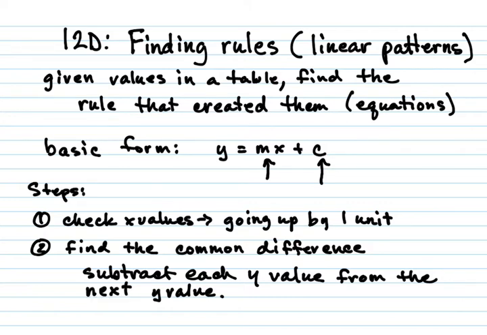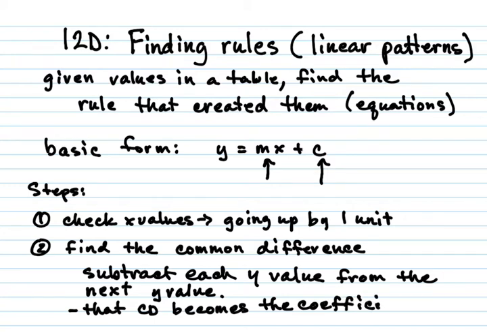Okay. And that common difference becomes the coefficient of x, which we called m in the formula. Coefficient is just a multiplier, so it just goes in front. So we know one part of this solution. We know that m. And if it's negative, then you need to use a negative, right? Watch those signs.